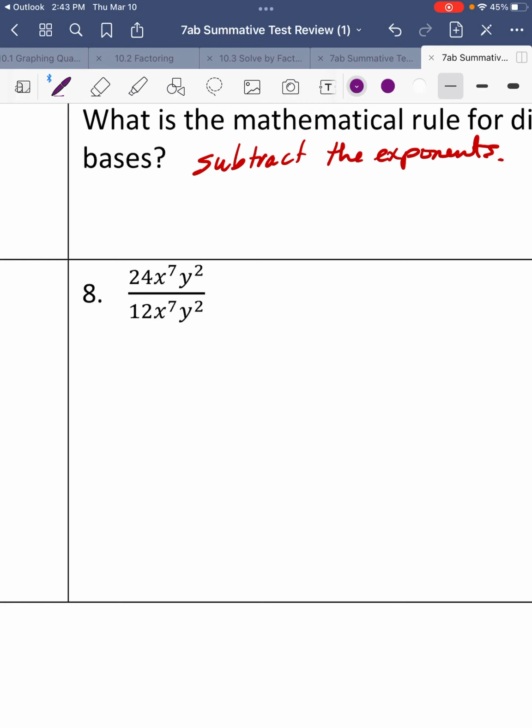All right, number 8. We have 24 over 12. We can reduce that fraction. You just divide by 12, so 24 divided by 12 is 2, and 12 divided by 12 is 1.